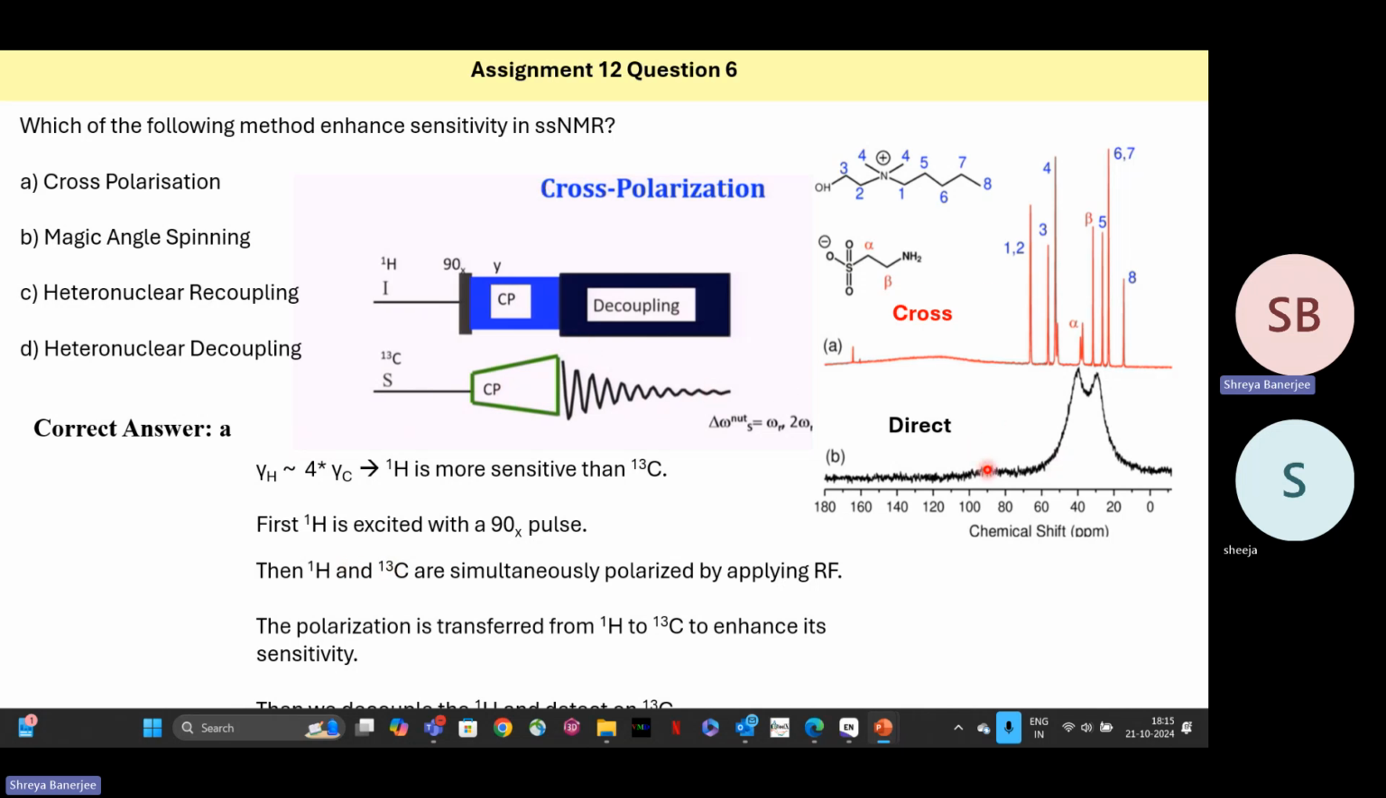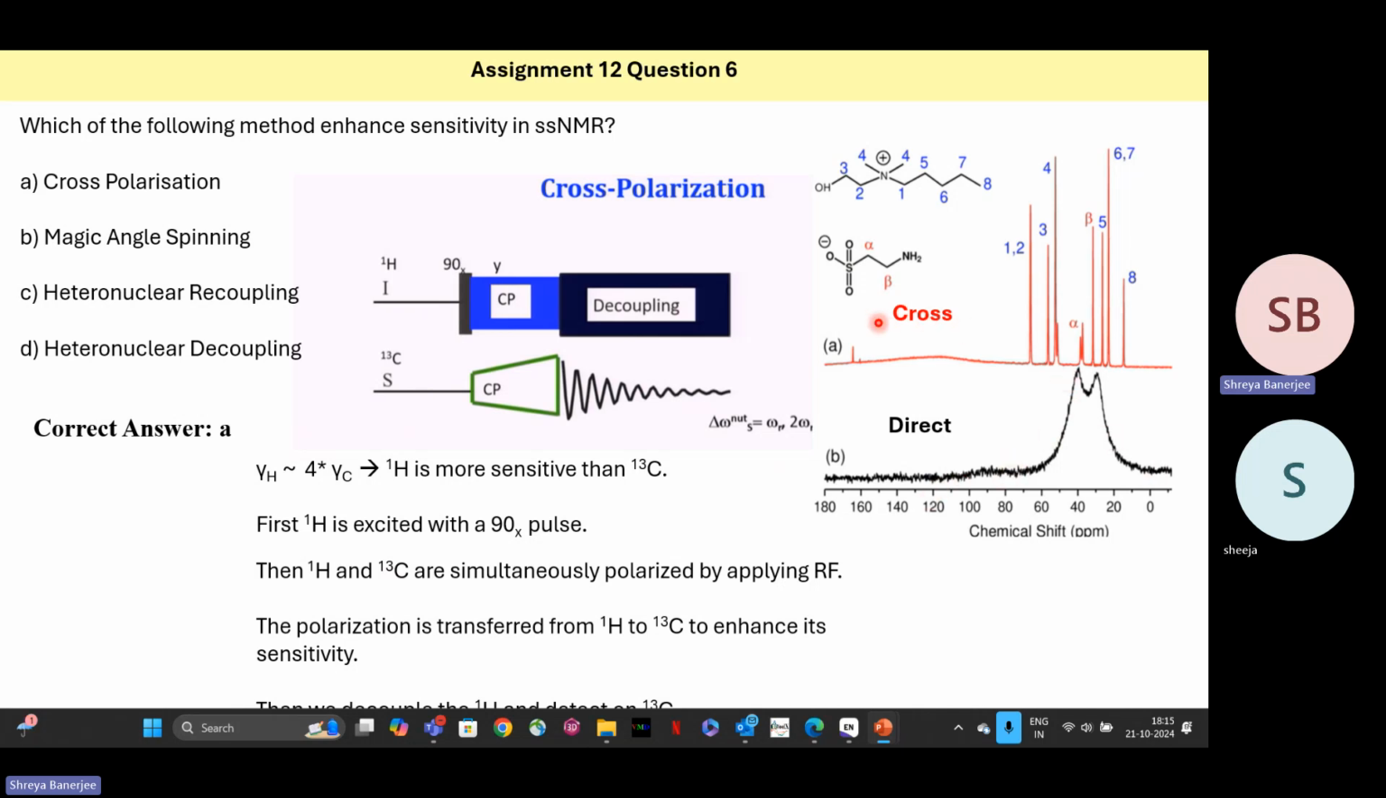You can see an example of two spectra. So there is a mixture of two compounds. If you just do direct polarization, direct means that you have excited on 13C and you're collecting the FID on 13C. Basically what we were doing for solution state NMR so far. Then a very broad spectrum is found without any resolution.